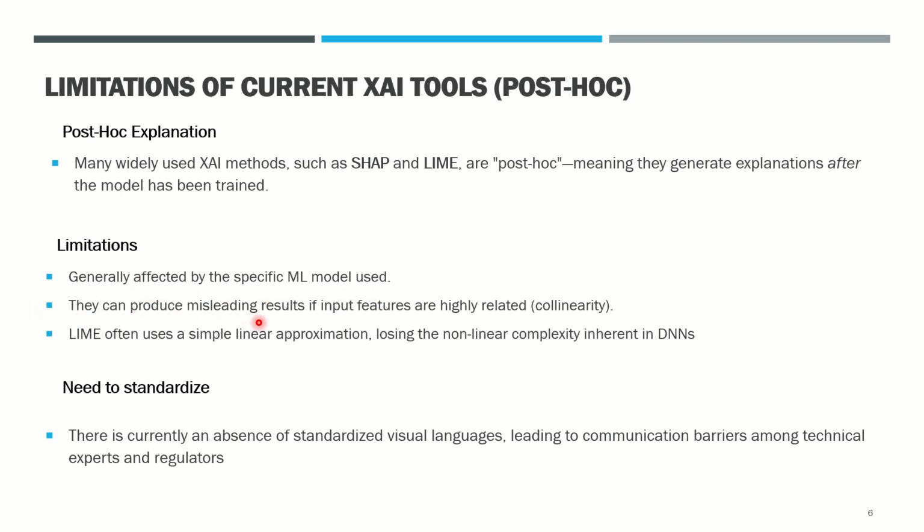Sometimes they can produce misleading results if the input features are highly related, meaning they have large correlation between them. LIME also often uses a simple linear approximation. They approximate the value, ignoring the non-linear complexity that is inherent in deep neural networks.